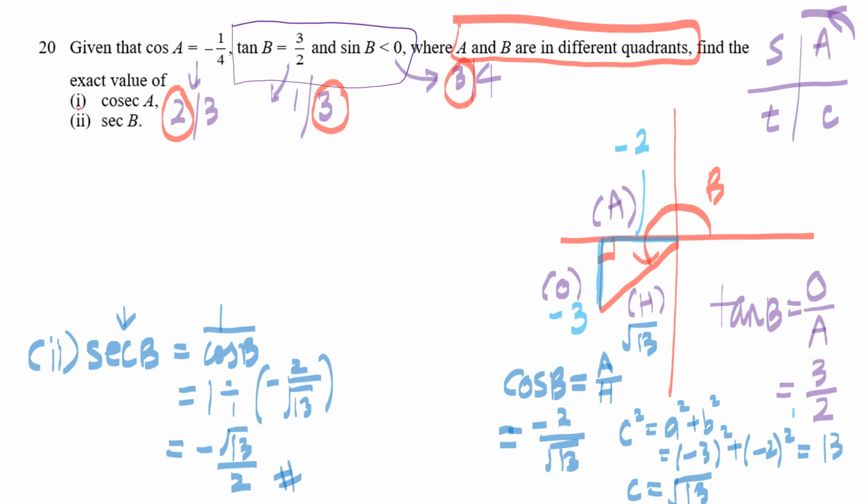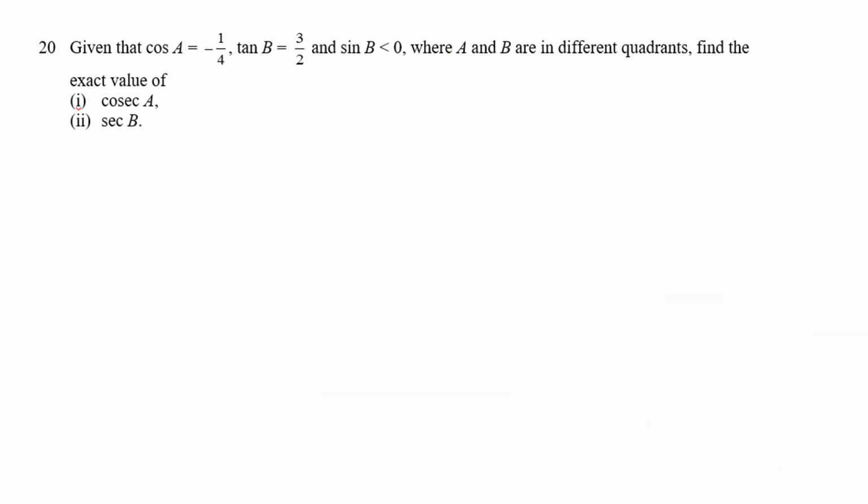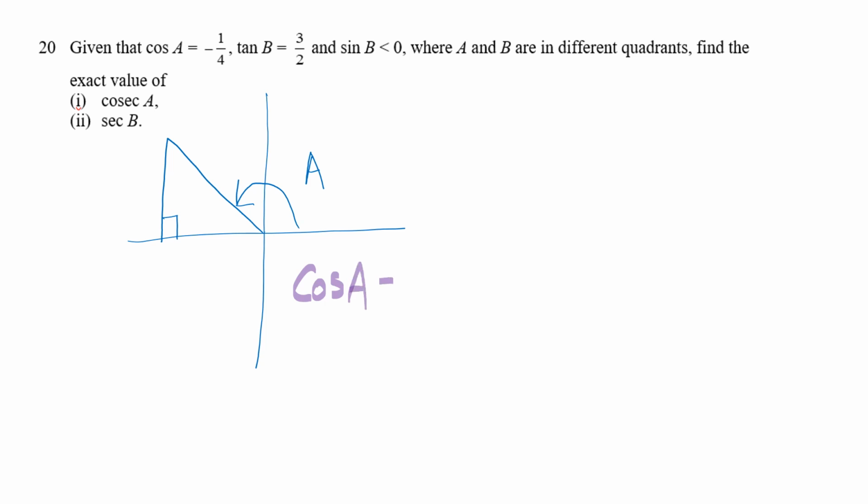Okay, so for part 1, we will have to draw the diagram. We continue in the next slide. Agreed that angle A will be in the second quadrant, so let's draw the diagram in the second quadrant. Okay, so cosine A is equals to A over H equals to -1 over 4.